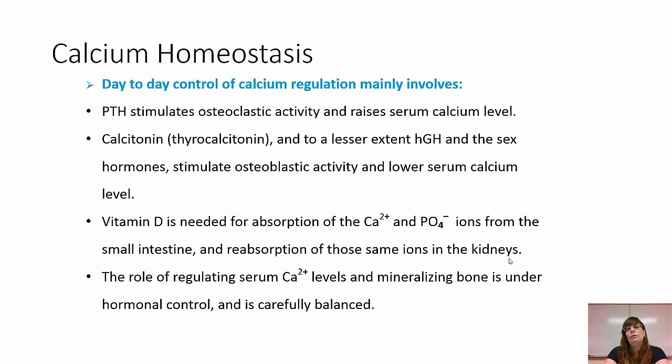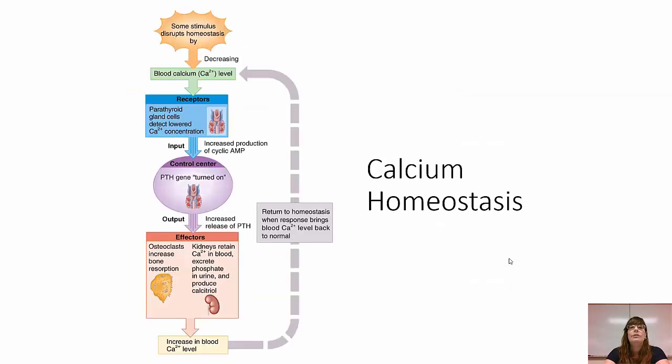So hormones control all of this, and it's a carefully balanced thing, and as I said, it's regulated on a daily basis. So this is just a picture showing you, if you're a visual learner: some sort of stimulus decreases your blood calcium. The parathyroid gland cells will detect that calcium concentration. Parathyroid hormone gene is going to be turned on. It's going to release parathyroid hormone, and then osteoclasts are going to increase bone resorption, so they'll break it down to release the calcium into the blood and increase blood calcium.